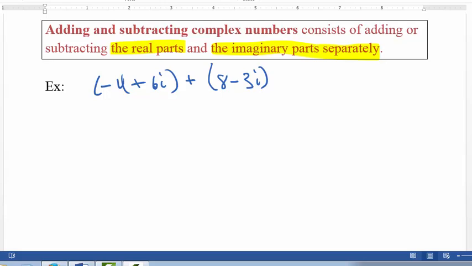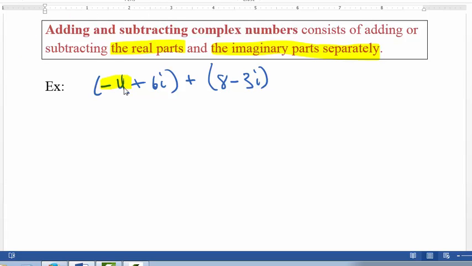So adding and subtracting is very simple. It's just essentially combining like terms, like you would do with polynomials. You're really just combining the real parts and combining the imaginary parts separately. So the first one I give you here is -4 plus 6i, right? That's one complex number, plus 8 minus 3i, that's the second complex number. So you're adding them together.